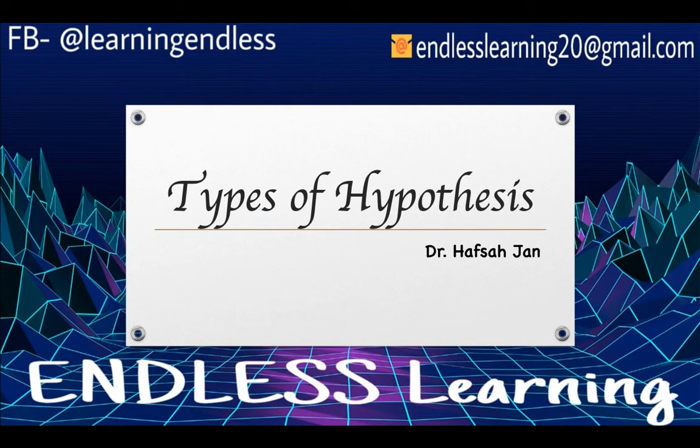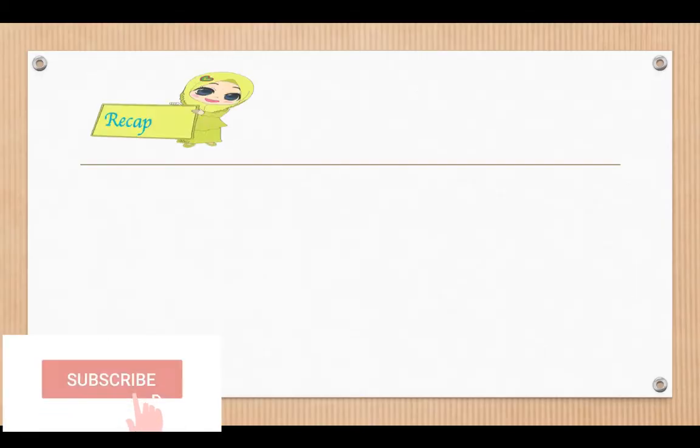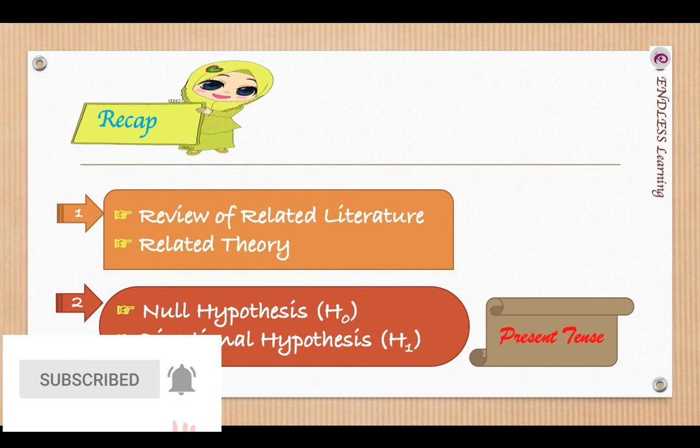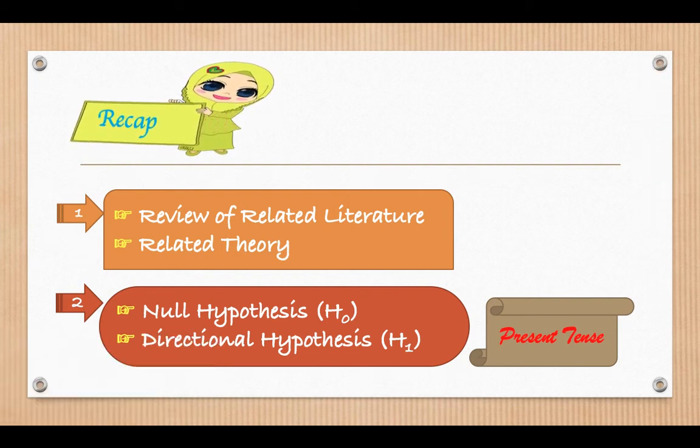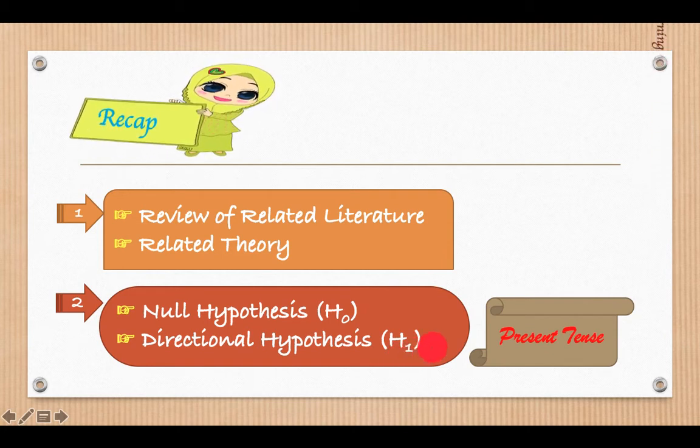Here I am back with one more video lecture, that is the types of the hypothesis. In the previous video lecture, we have discussed the concept of the hypothesis and the basis and the form of the hypothesis. Let us recapitulate what we have understood. We have gone through the two major bases of the formulation of hypothesis: one is a review of related literature, and second is the related theory. We also understood what is the null hypothesis and what is the directional hypothesis, where we have to frame the null hypothesis and where we have to formulate the directional hypothesis.